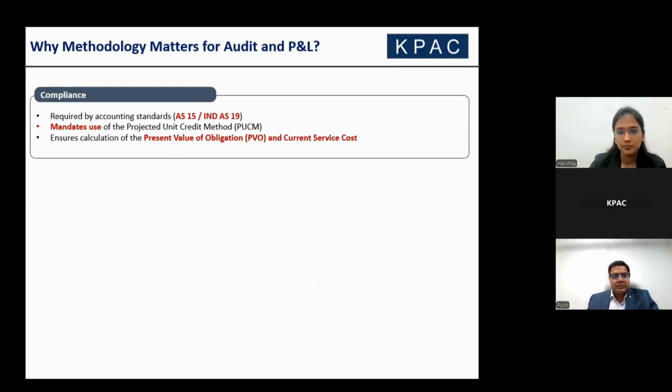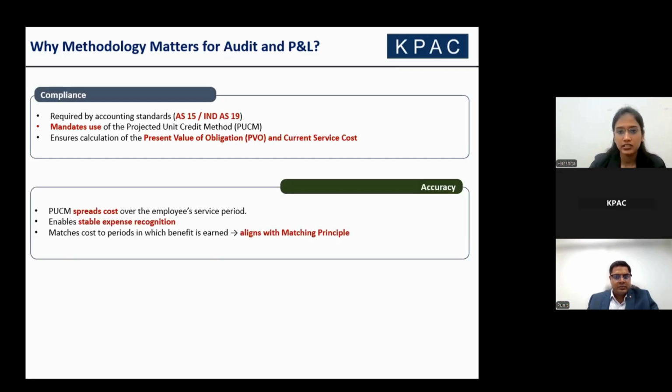Starting with compliance. So, firstly, PUCM is a regulatory requirement under accounting standards like AS 15 and Ind AS 19 for long term employee benefits. It mandates the calculation of the present value of obligation and the current service cost, which is the cost of benefits earned by employees during the current period. So, adhering to this ensures that your financial statements are compliant.